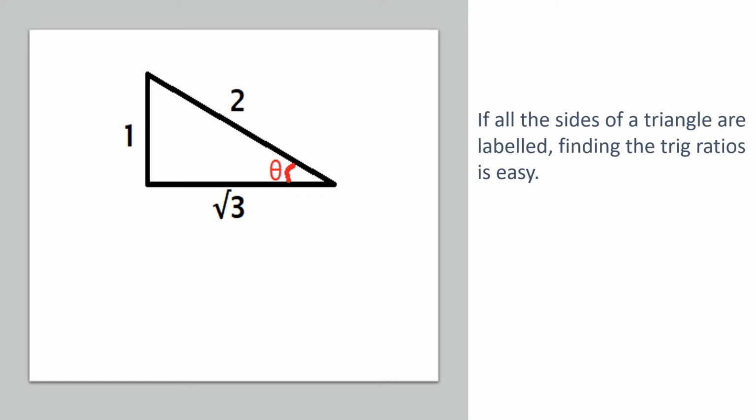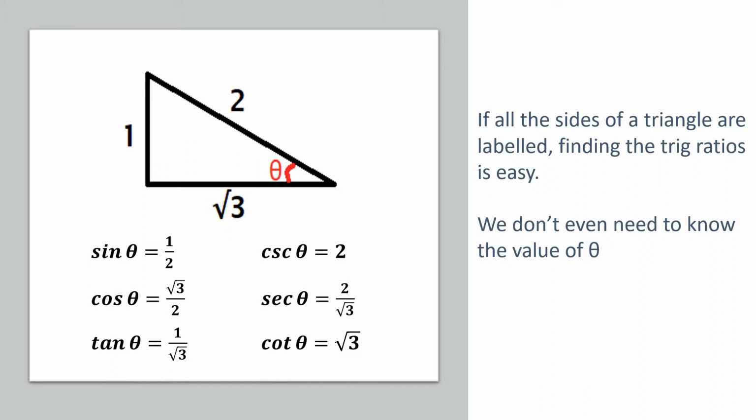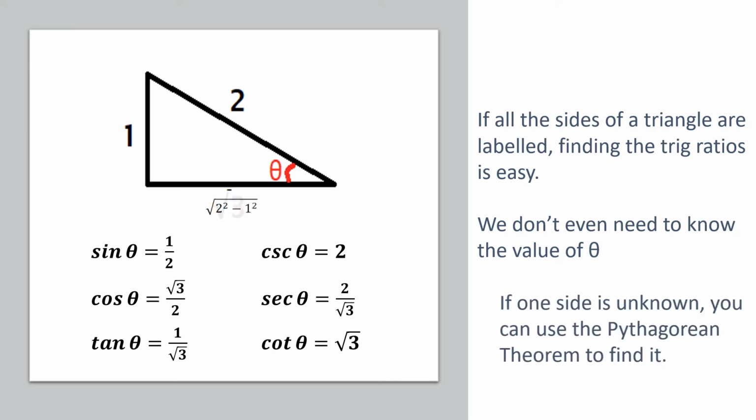And it's pretty easy to find the trig ratios of this triangle. We don't even need to know what theta is. Like I said, it's a 30, 60, 90 triangle, but if you didn't know that, you could still figure out all these trig ratios. It'd be very simple. Just sine is opposite over hypotenuse, cosine is adjacent over hypotenuse, tangent is opposite over adjacent, cosecant is just the reciprocal of sine, secant is the reciprocal of cosine, and cotangent is the reciprocal of tangent.